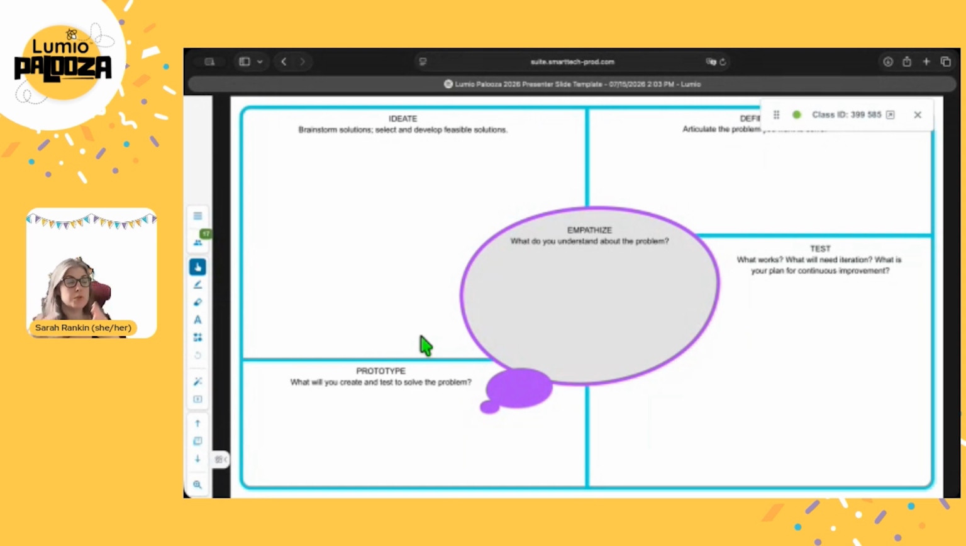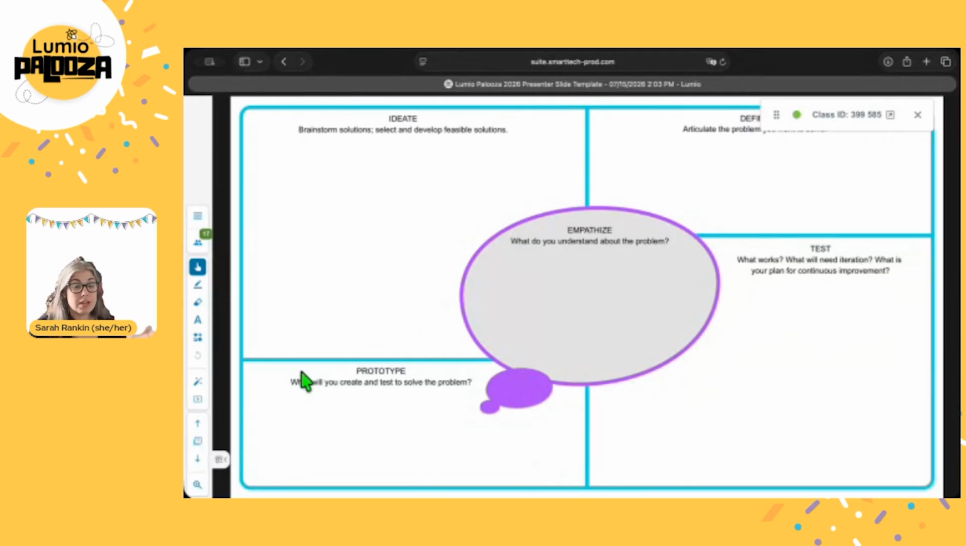So something else in New Brunswick that we're really passionate about is design thinking. And so this is what this template actually is. This is our design thinking template. I just modified it to fit inside of a Lumio slide deck. So something like this, I would hand out to students. I would have it accessible digitally so they can play with that.